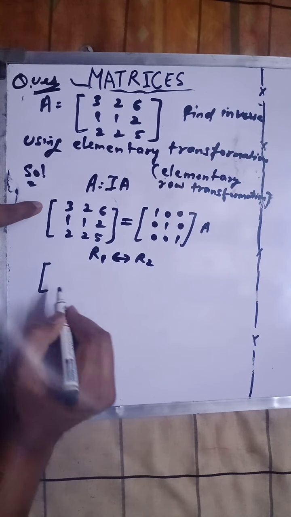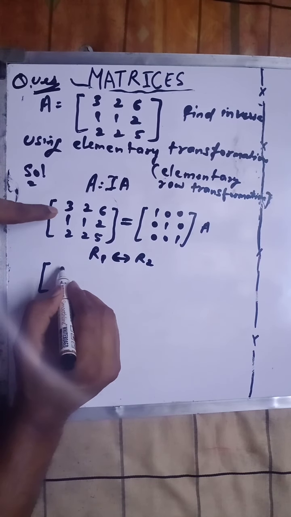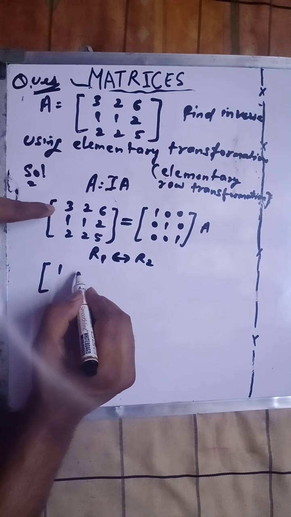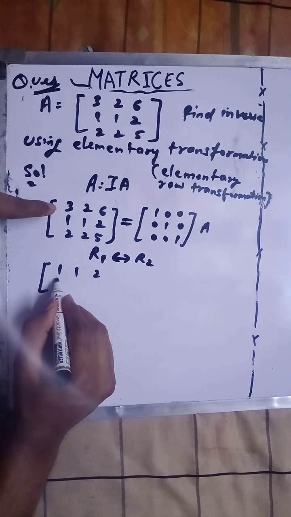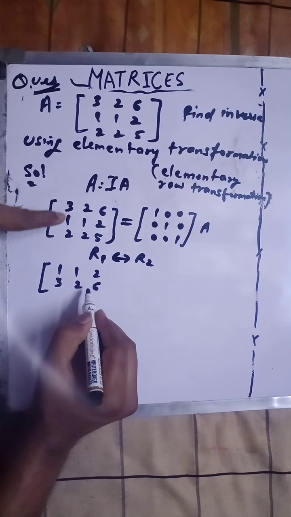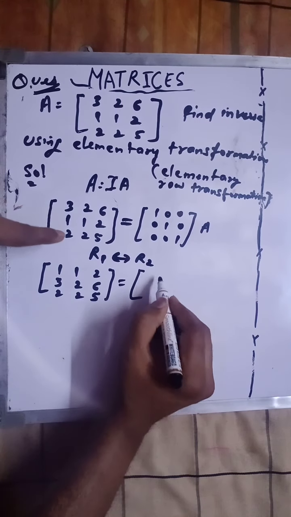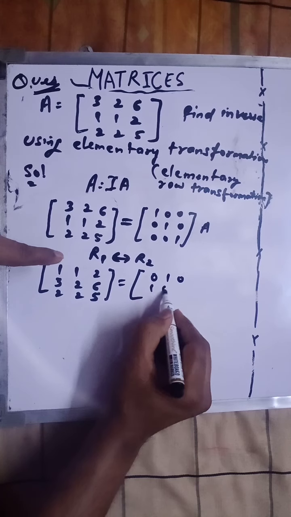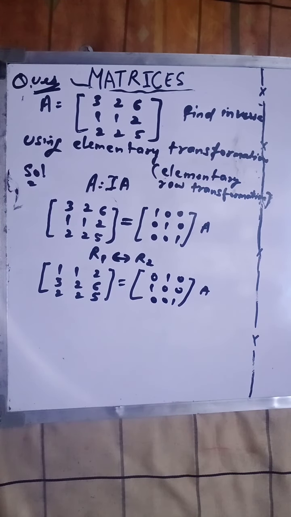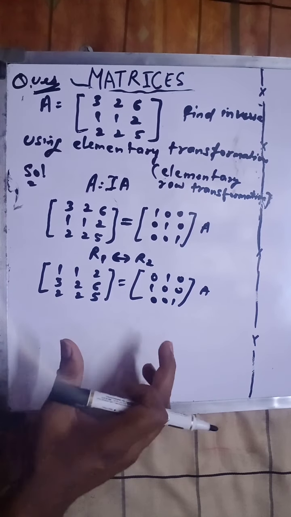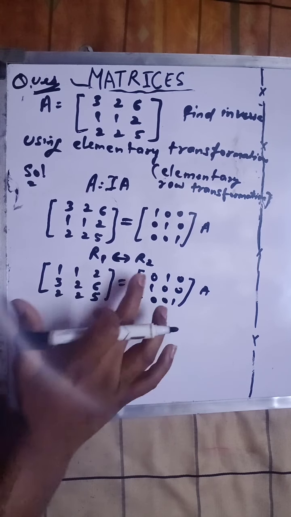If you want to apply this here, you are interchanging R1 with R2. That means at a place of R1 you have to write all the elements of row R2. That is 1 1 2 3 2 6. First will come at the second place and third will remain the same, like this: 0 1 0, 1 0 0, 0 0 1. So here it is. This is your step after applying this operation.